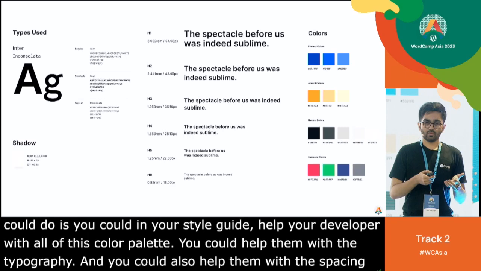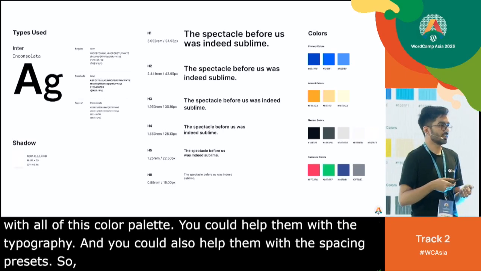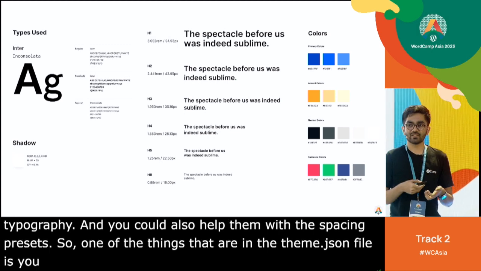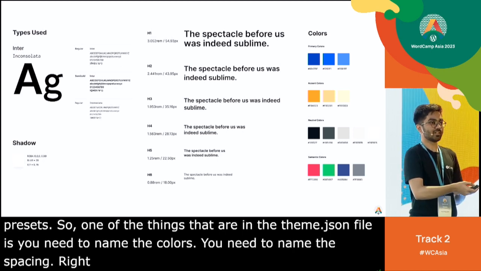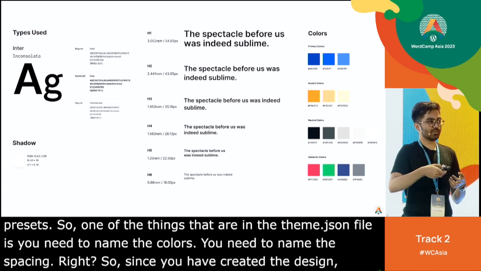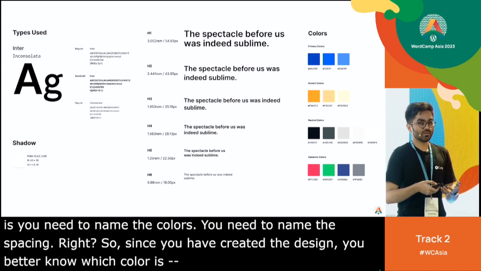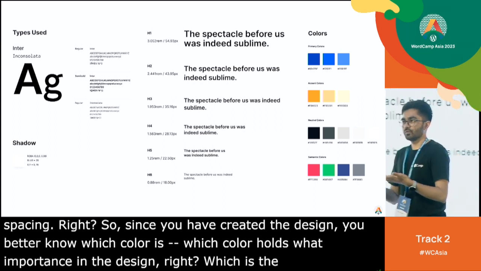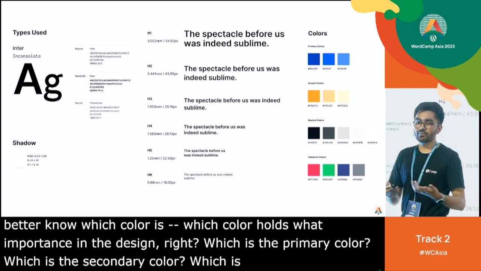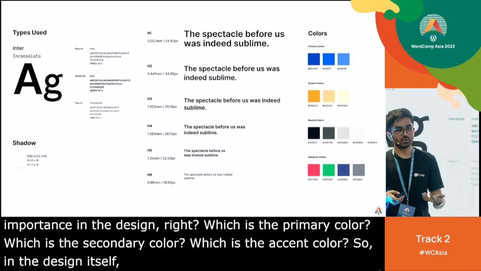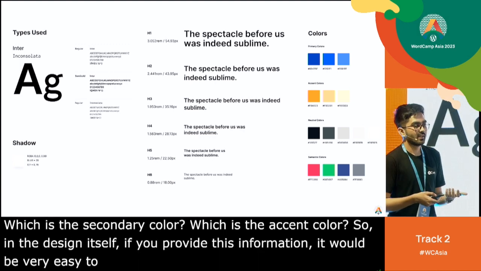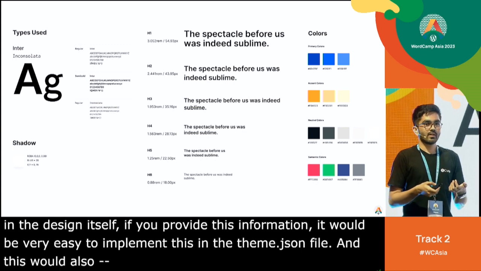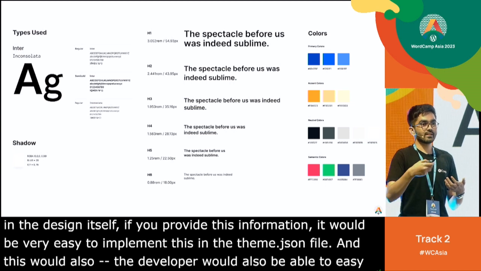So one of the things in the theme.json file is you need to name the colors, you need to name the spacing, right? So since you have created the design, you better know which color holds what importance in the design, right? Which is the primary color, which is the secondary color, which is the accent color. So if you provide this information in the design itself, it would be very easy to implement this in the theme.json file. And the developer would also be able to easily implement this, and the end user also.